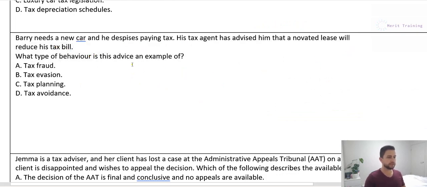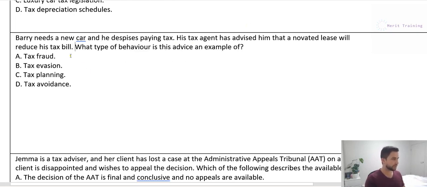So if his tax agent has advised him that a novated lease will reduce his tax bill, a novated lease is perfectly legal, right? It's just like leasing a car instead of buying it, and potentially you get a tax deduction if it's a business item, right? So the question is this, let me translate these answers.